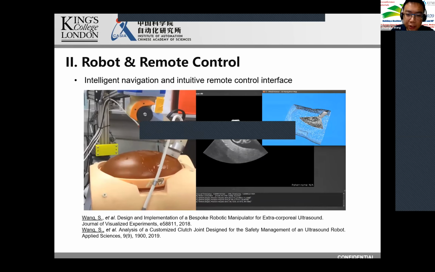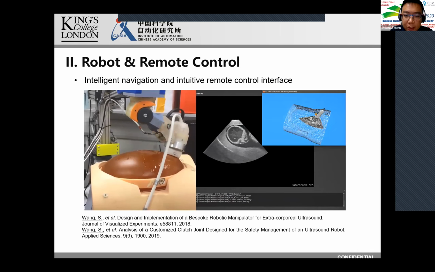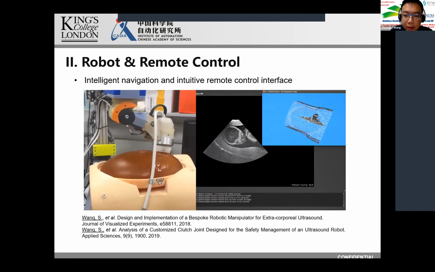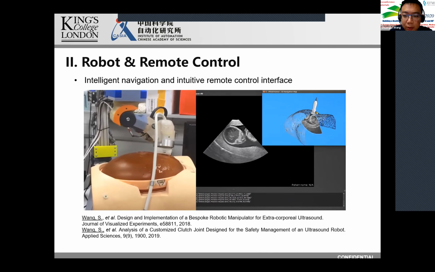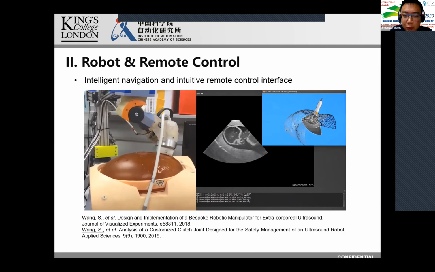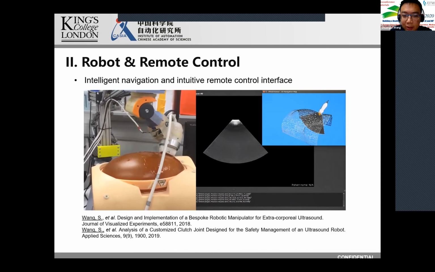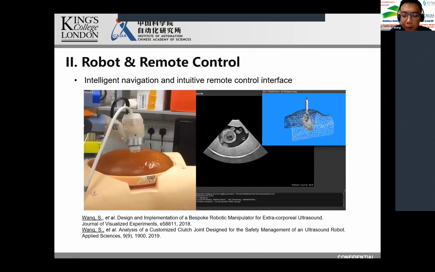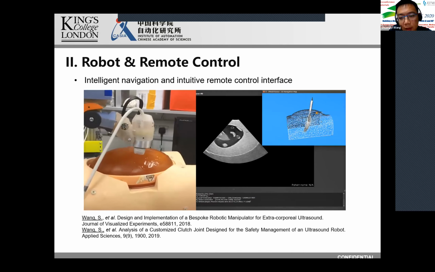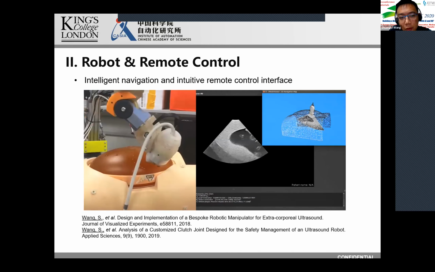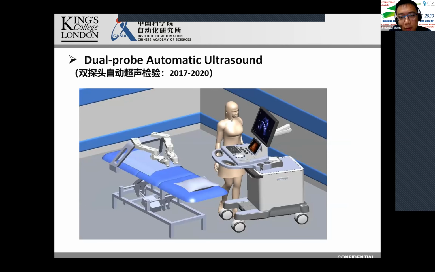Basically, before the procedure, we will take a 3D image of the patient's body, and then this becomes a point cloud. And then we allow the operator to click a certain point, and by registering the robot with the patient coordinates, we can automatically bring the robot there. And there are certain sensors, for example, a force sensor and a proximity sensor, that can control the motion of the probe.